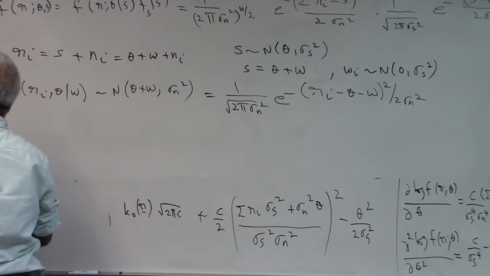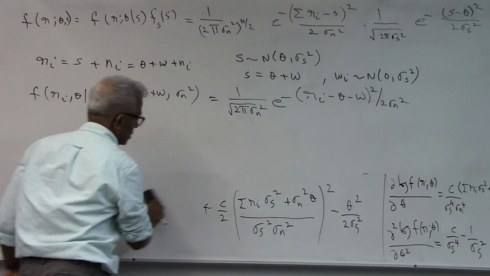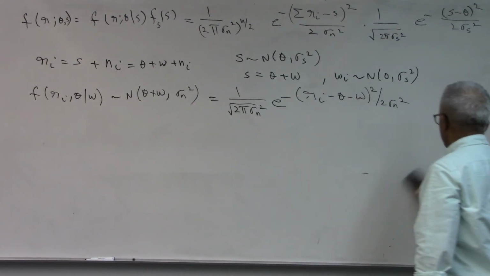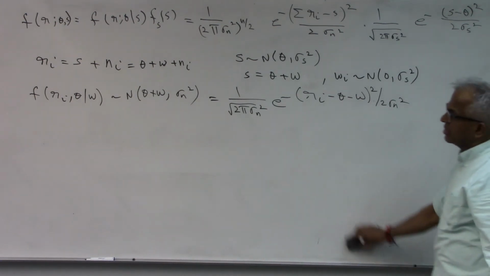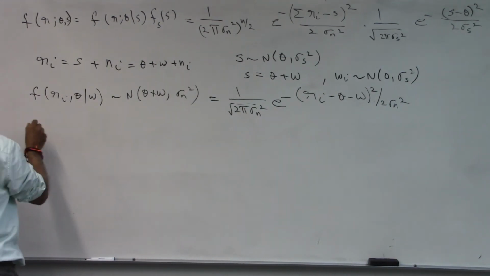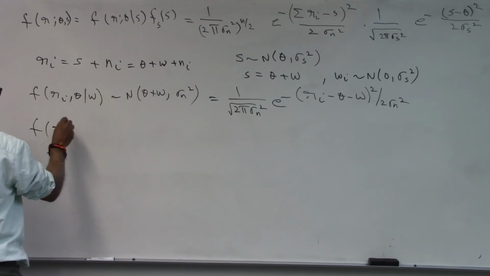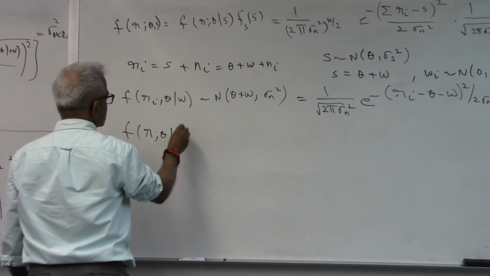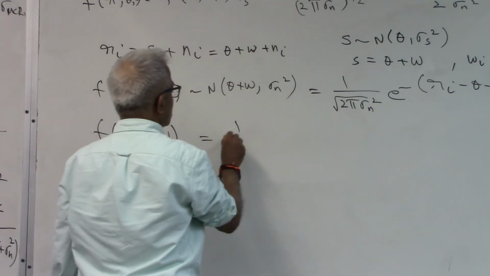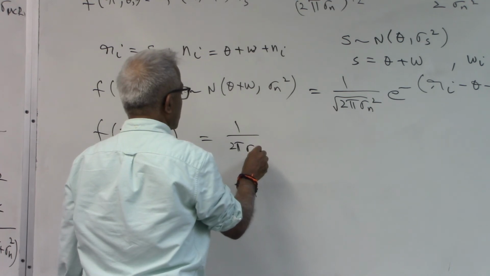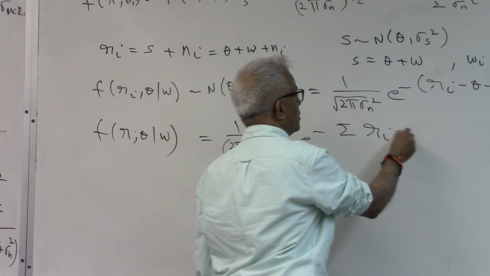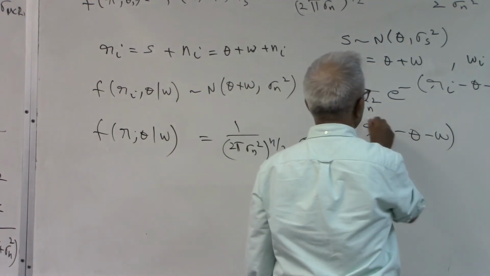So let's find the joint density function. If you don't want to go through all this, or in some cases it is not even possible to do this exactly, then we can do this. From here, the joint density function is the product of the density functions, because given W all these random variables are independent, same argument. So this is 1 over 2 pi sigma n squared to the power n by 2, e raised to minus the sum of Ri minus theta minus W squared over 2 sigma n squared.